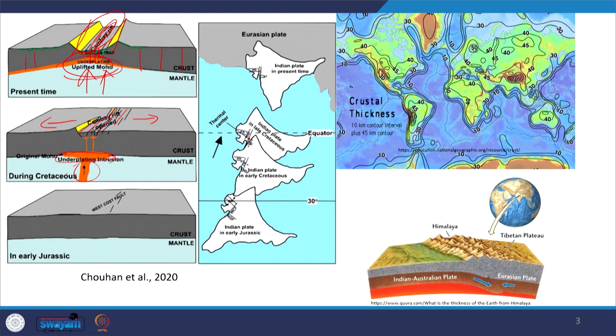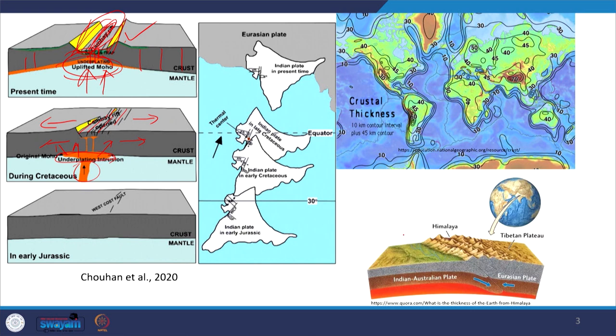And due to this underplating, it provides heat to the surrounding crust, and finally the crust deforms and becomes more and more thin. If it continues further, it creates a full-fledged rift basin and an ocean basin will be created here. However, in this particular case, it is a failed rift system.